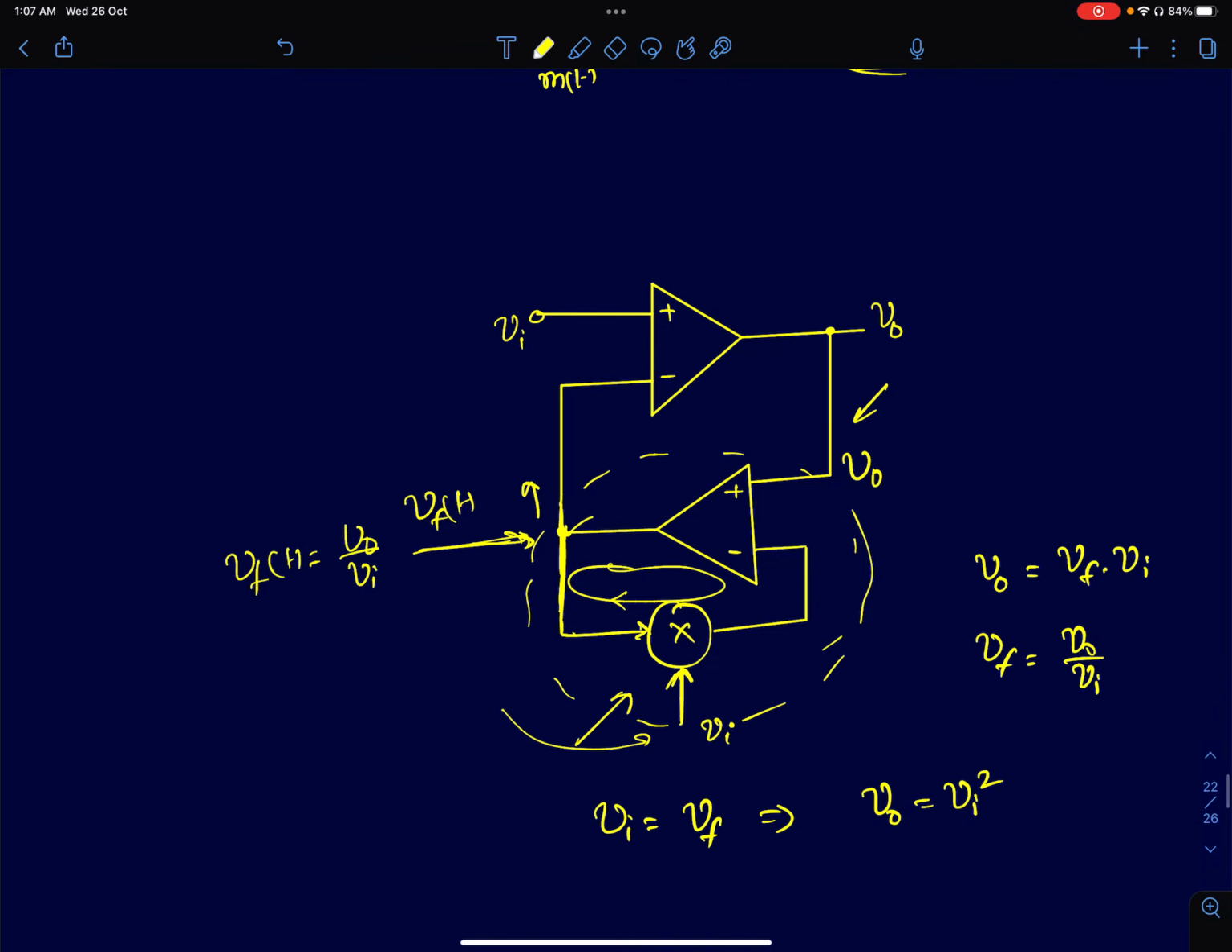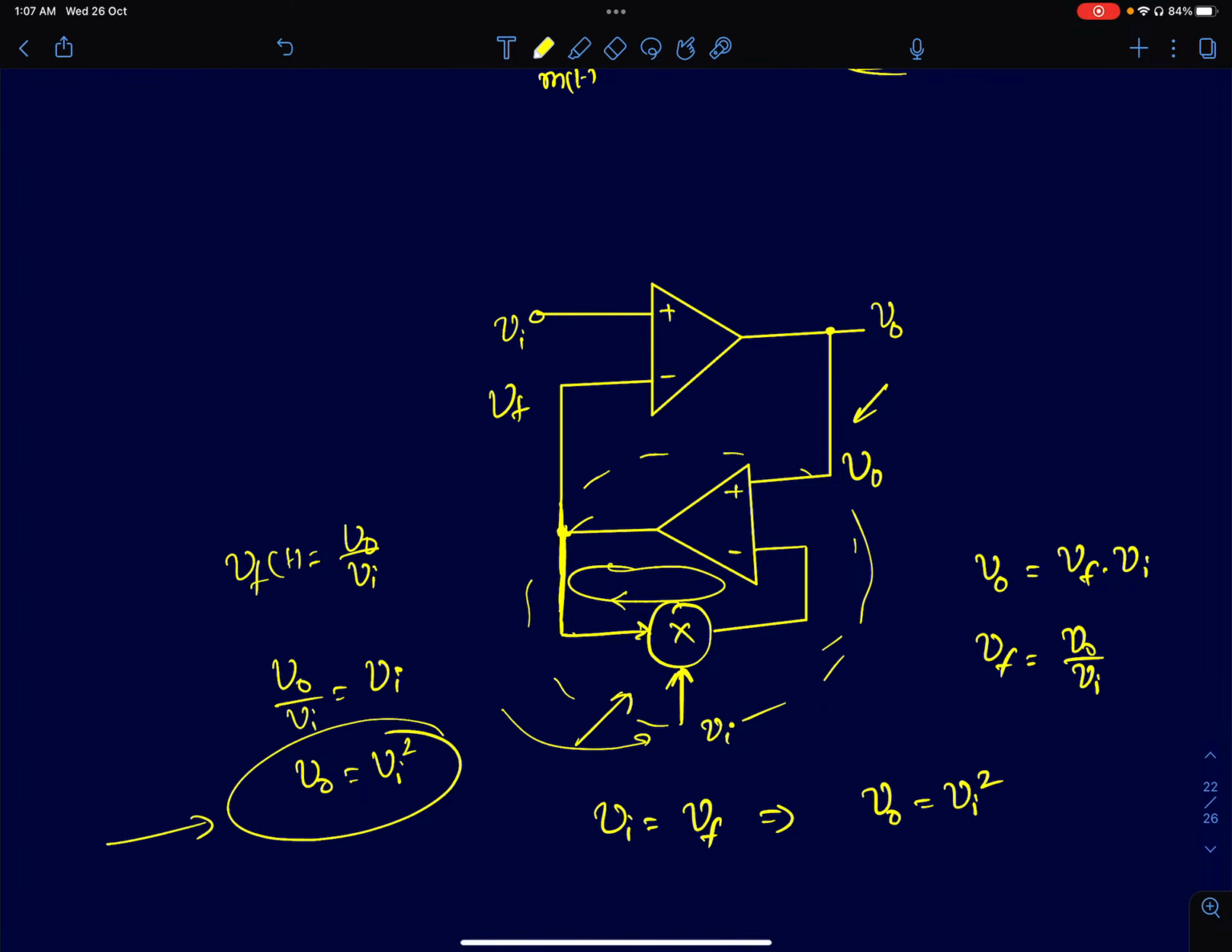What happens is these two nodes are now equalized by feedback. So Vi equals V0 by Vi, which means V0 equals Vi square. So I have realized a voltage squarer circuit using just one multiplier. I mean, I could have directly just connected two signals to the multiplier this way and I would have gotten Vi square. I just wanted to test the understanding, so I did this to slightly complicate it. But once you understand what's happening in the circuit, it's very simple to see that.